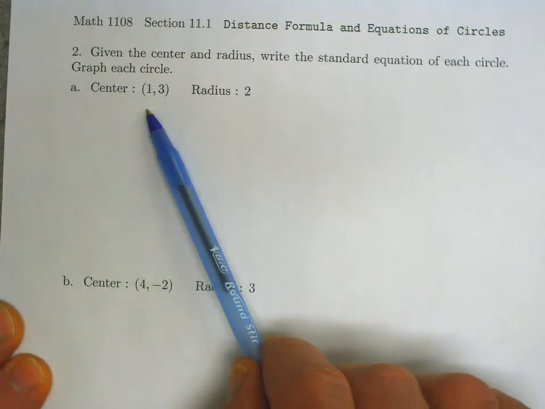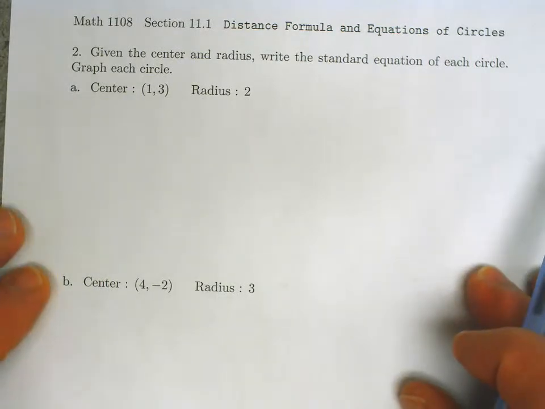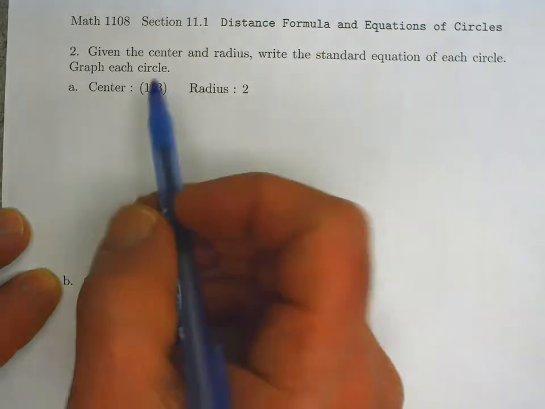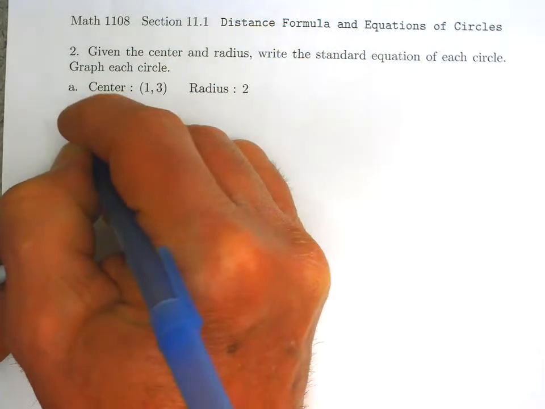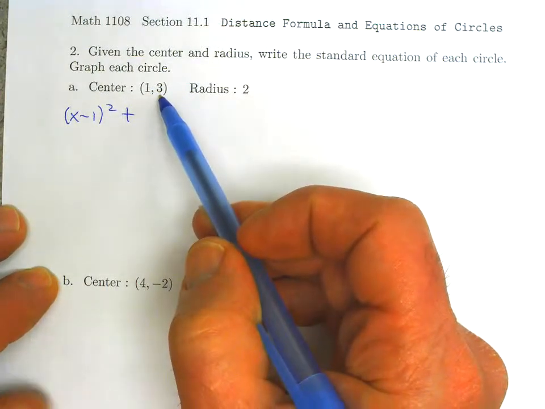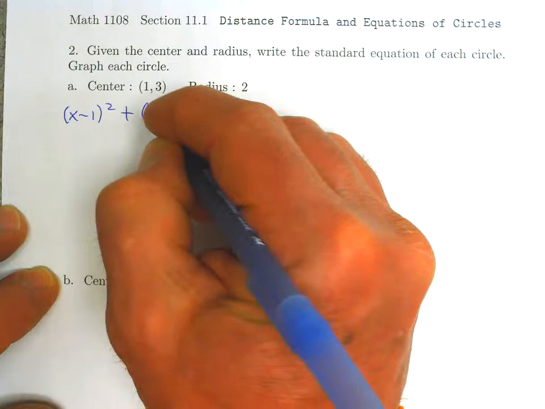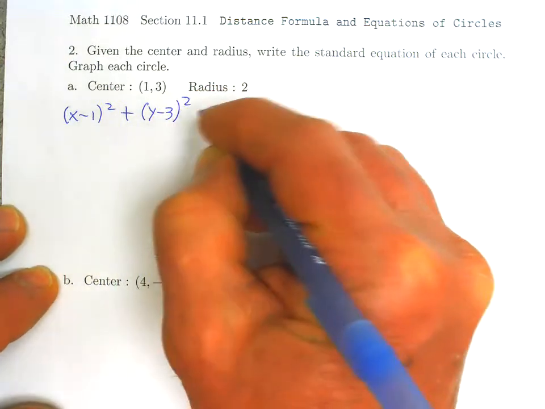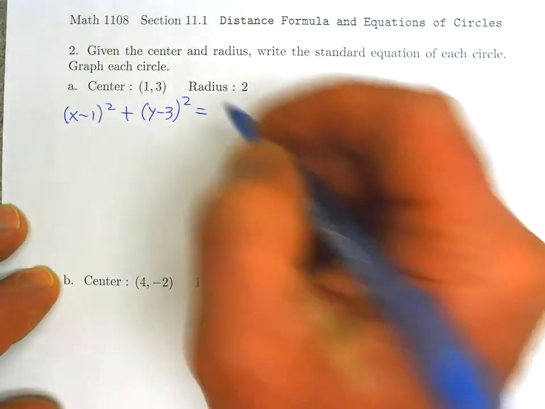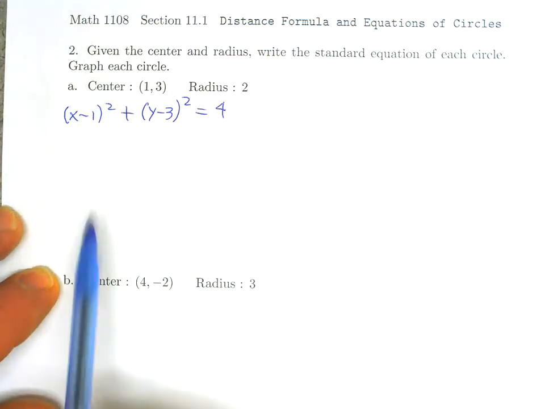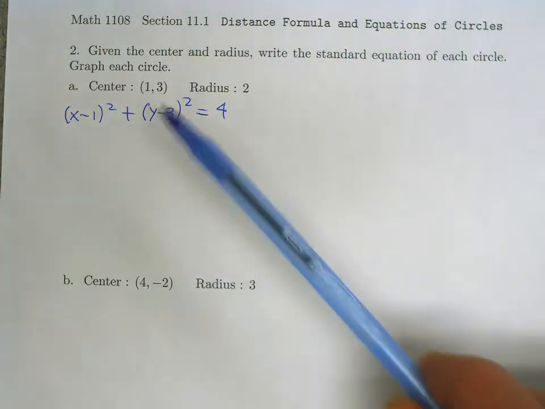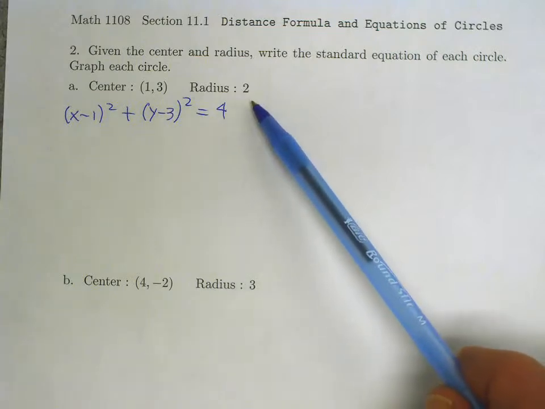Well, if you know the center and the radius, then writing the standard equation is pretty simple. The x-coordinate is 1, so (x minus 1) quantity squared plus the y-coordinate of the center is 3, so the quantity (y minus 3) squared. And the right-hand side is the radius squared. If the radius is 2, 2 squared is 4. So that's the answer. That's the standard equation of the circle centered at (1, 3) with radius 2.